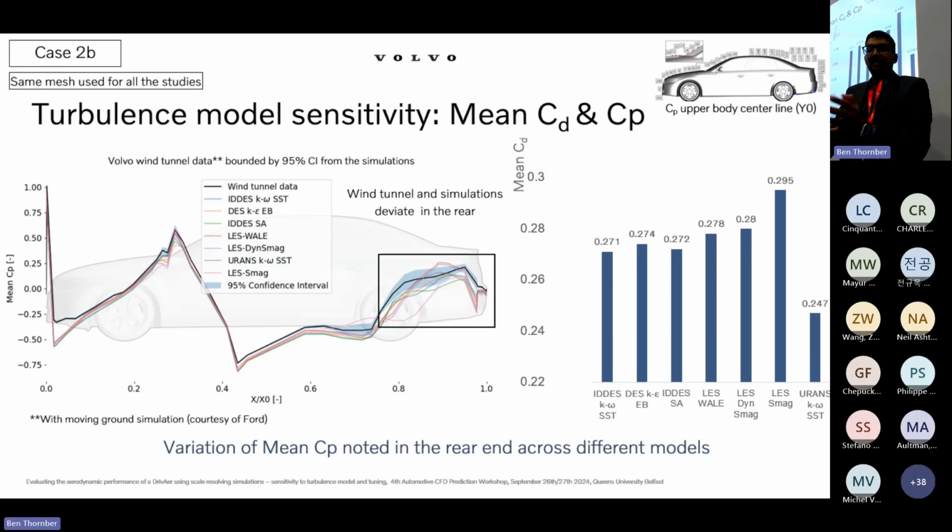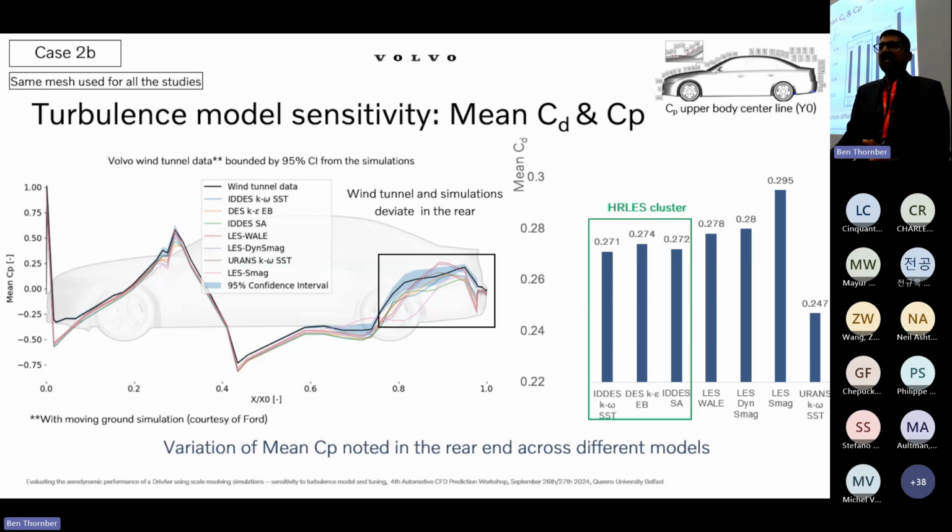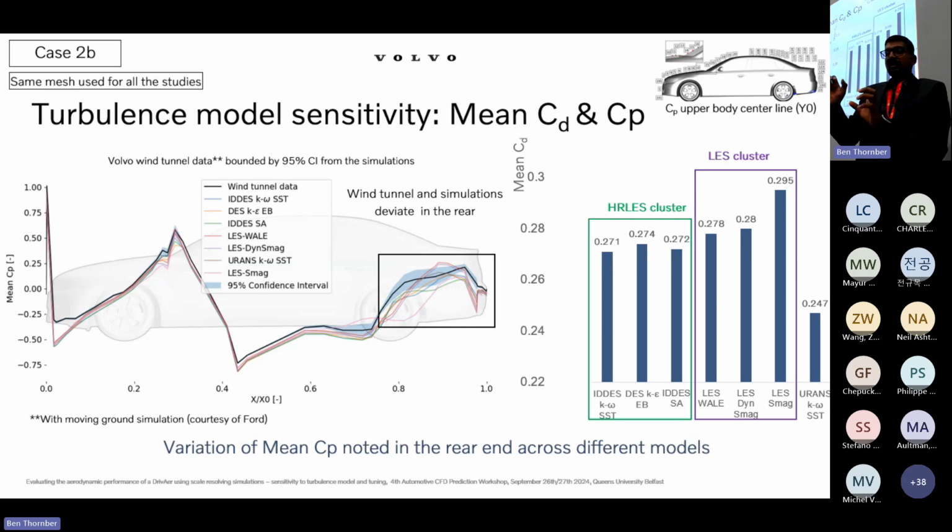Here you can also look at the different CD values, and I clustered them into two groups. I have the HR-LES cluster there. They seem to be fairly close by, all the hybrid methods. And then you see that the LES is slightly higher. I would attribute this to having a poor mesh resolution for the LES, so we seem to over-predict the separation there. And as you see, URANS is completely sticking out. This is just a good way to illustrate the large variability that you can have depending on what method you choose.